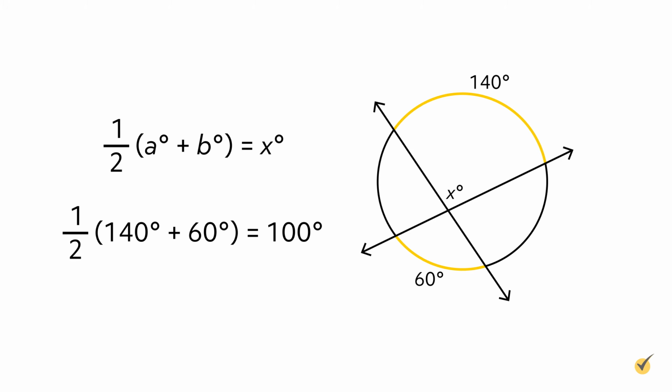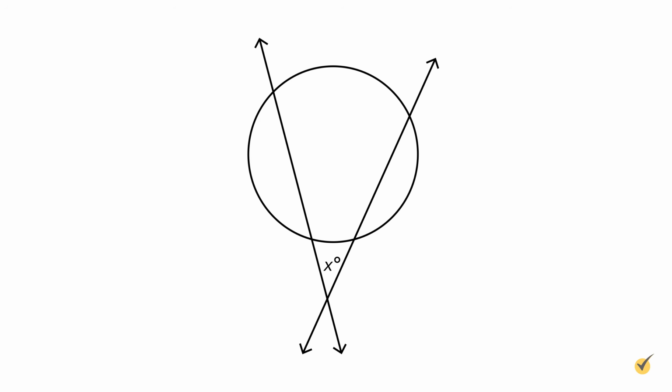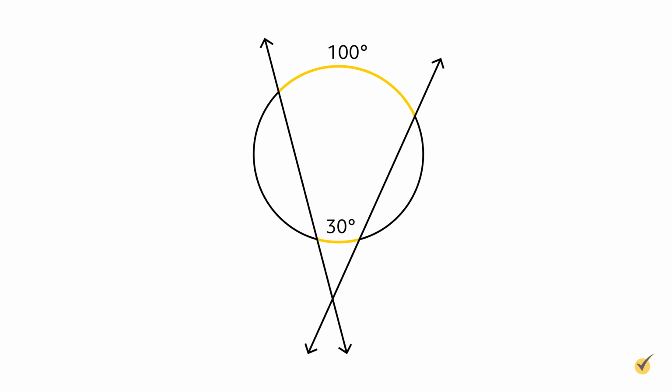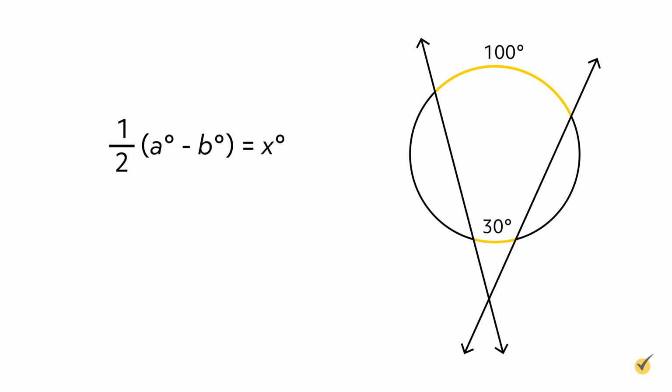If our inscribed angle ends up outside the circle, it works similarly, but we need to use subtraction instead of addition before multiplying by 1/2. Our secants create 2 intercepted arcs between them. Here they're again shown as A degrees and B degrees. If we know the measure of the intercepted arcs in degrees, we can plug them in to find the measure of X. 1/2 times A degrees minus B degrees equals X degrees. Or 1/2 times 100 degrees minus 30 degrees equals 35 degrees.